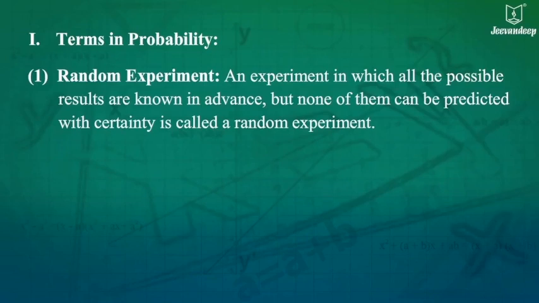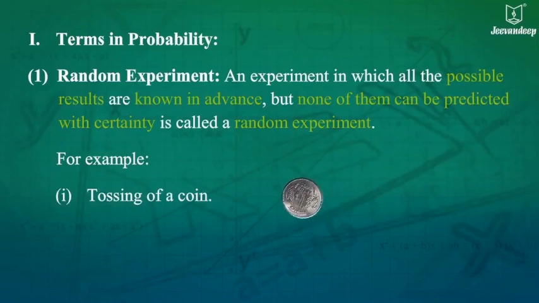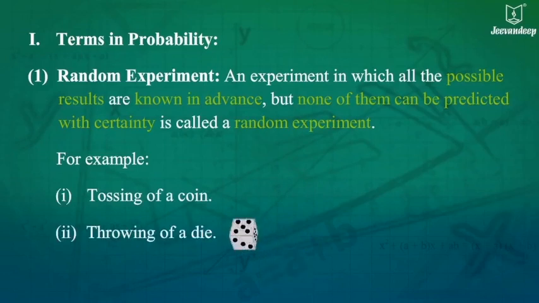Random experiment. An experiment in which all the possible results are known in advance but none of them can be predicted with certainty is called a random experiment. For example, tossing of a coin, throwing of a die.